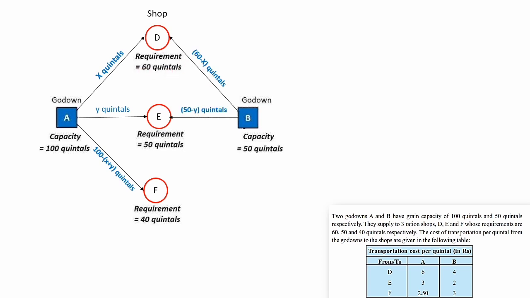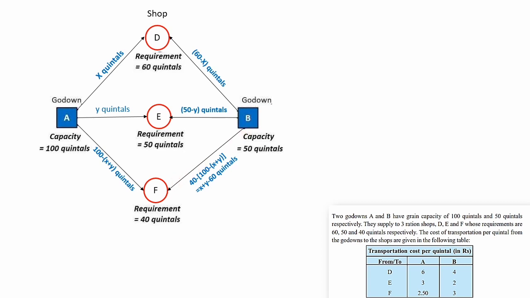Then from godown B, E will take 50 minus Y, because 50 is the requirement and Y is already taken. So 50 minus Y they will take from godown B. And from godown B, how much will go to shop F? F has already taken 100 minus X plus Y, and here 40 is the requirement. That means 40 minus (100 minus (X plus Y)). When you calculate, it is X plus Y minus 60. That we can take from godown B.